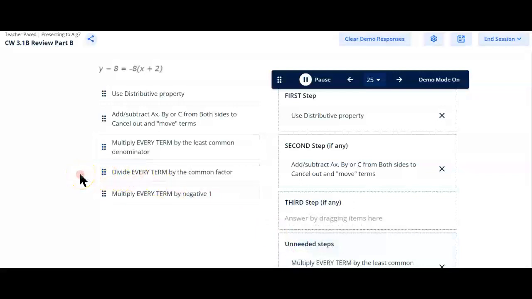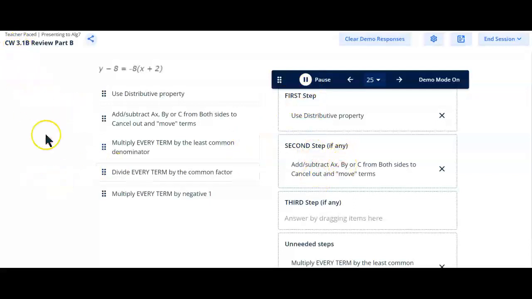Will we need to divide by a common factor? No, because y has a coefficient of 1, so there's no common factor. Now we have to think ahead. When I multiply this -8 times x and then move it to the other side, will I need to multiply by -1? No. So this is also an unneeded step. So this is just a 2-step problem.